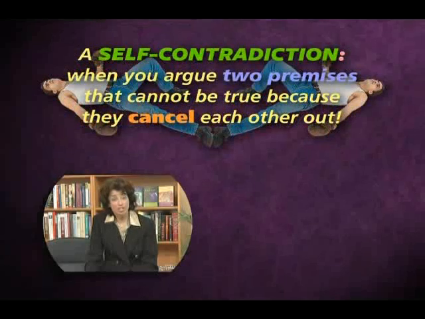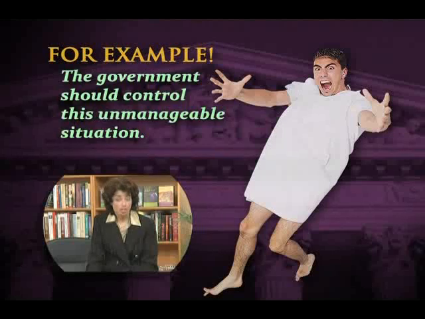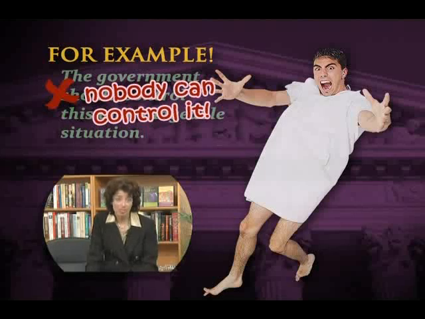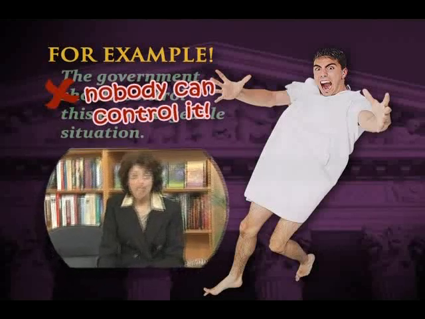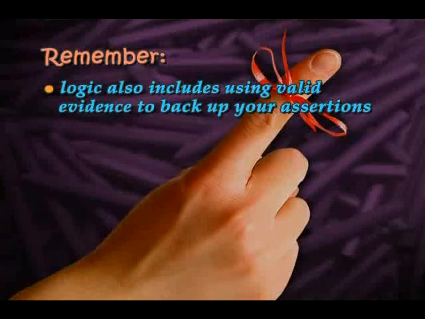A self-contradiction is when you argue two premises that cannot be true because they cancel each other out. For example, the government should control this unmanageable situation. Well, if it's unmanageable, it cannot be managed, and the government can't control it. Nobody can control it because it cannot be managed. There are other logical fallacies as well. These are the most common, and now that you know these, you'll be on the lookout for all errors in logic in your writing. Remember, too, that logic also includes using valid evidence to back up your assertions.